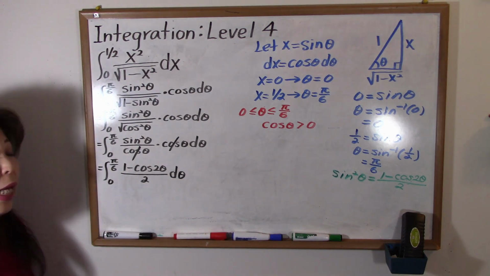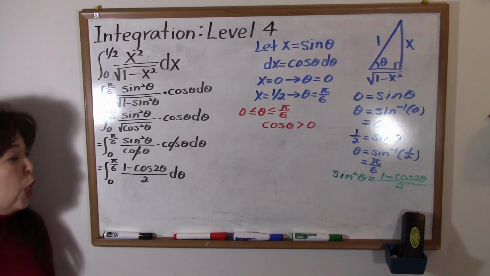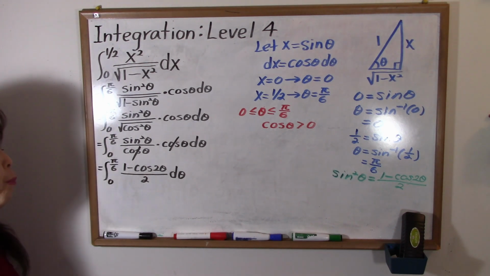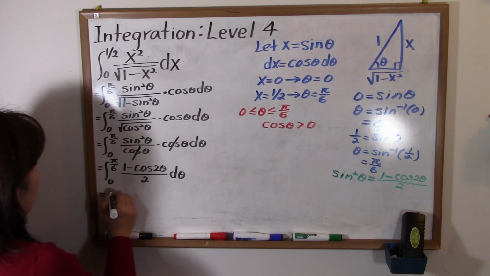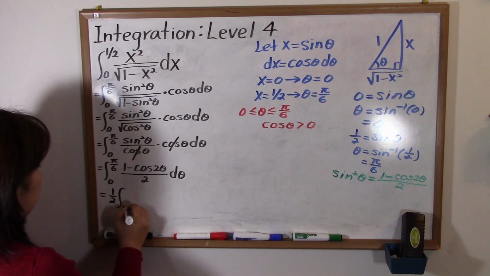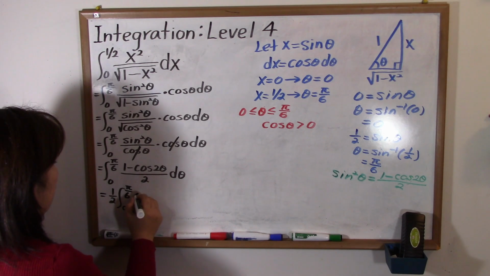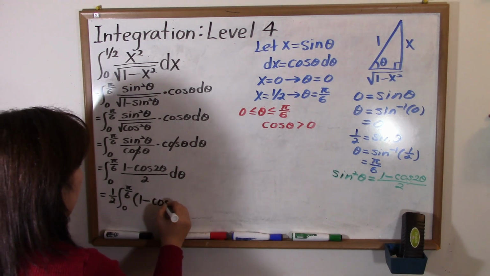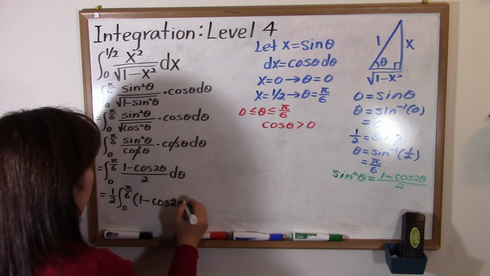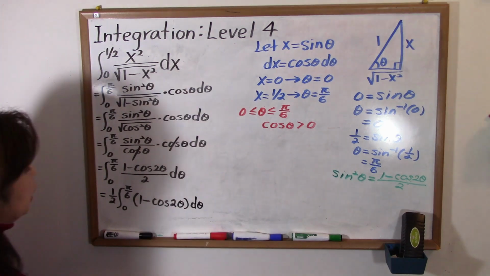To make the calculation easy, we want to put 1/2 in front of the integral. So it is equal to 1/2 times the integral from 0 to pi over 6 of (1 minus cosine 2 theta) d theta.